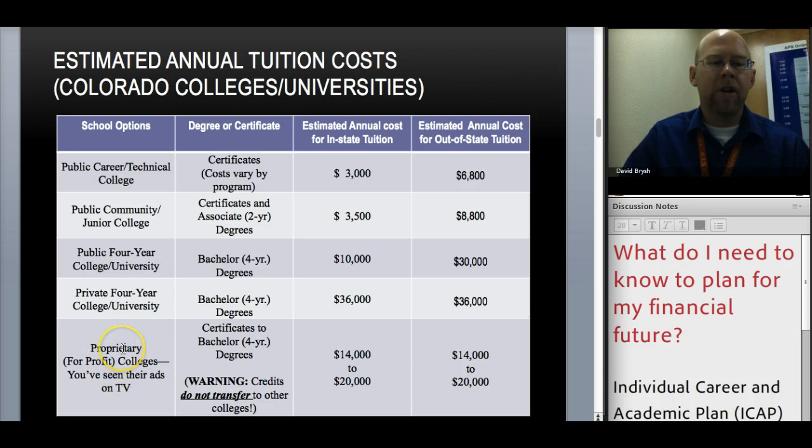And then there's proprietary colleges, which means for-profit colleges, which means you're paying them money and they're making money off of you going there. They give certificates all the way through bachelor's degrees. So they do the same thing that all of these schools do, except they tend to cost a bit more. You can see that they don't really care if you're in-state or out-of-state either. These are like ITT Tech and places like that. University of Phoenix.